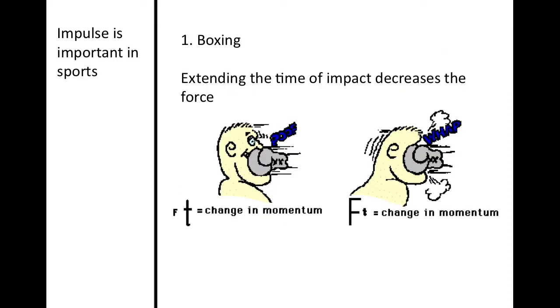Impulse can be seen everywhere, and it is really important in sports. For example, with boxing, when a person is being punched, if you extend the time of impact, it actually decreases the amount of force that your face would experience, and therefore you would be less hurt. This is actually termed riding the punch.